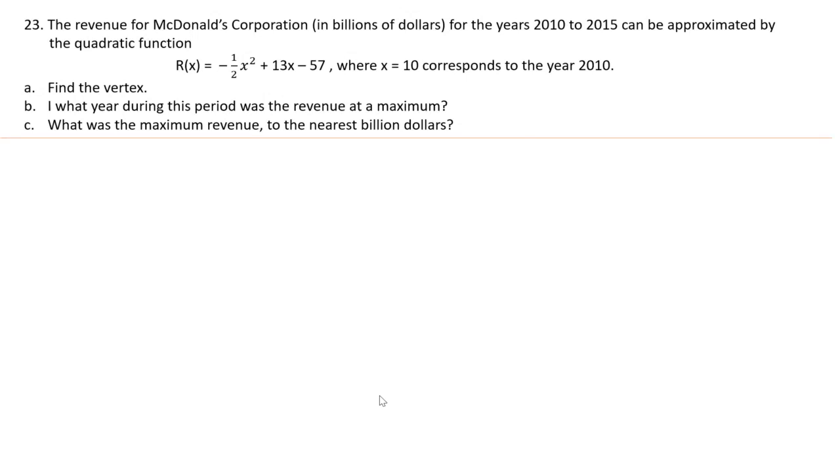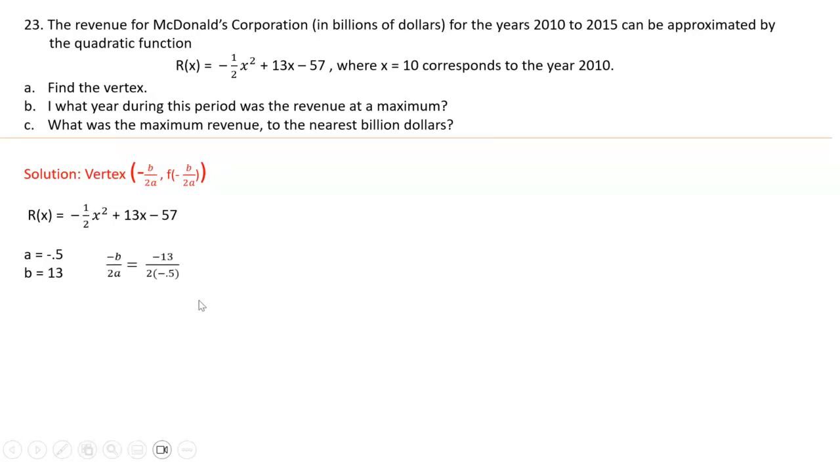So this is 3 parts. For the first part, find the vertex. There's my formula. Right, so my a is negative 0.5 because negative 1/2 is negative 0.5, and my b is 13. So we plug them into the formula. The result is negative 13 over negative 1, which will give us positive 13.